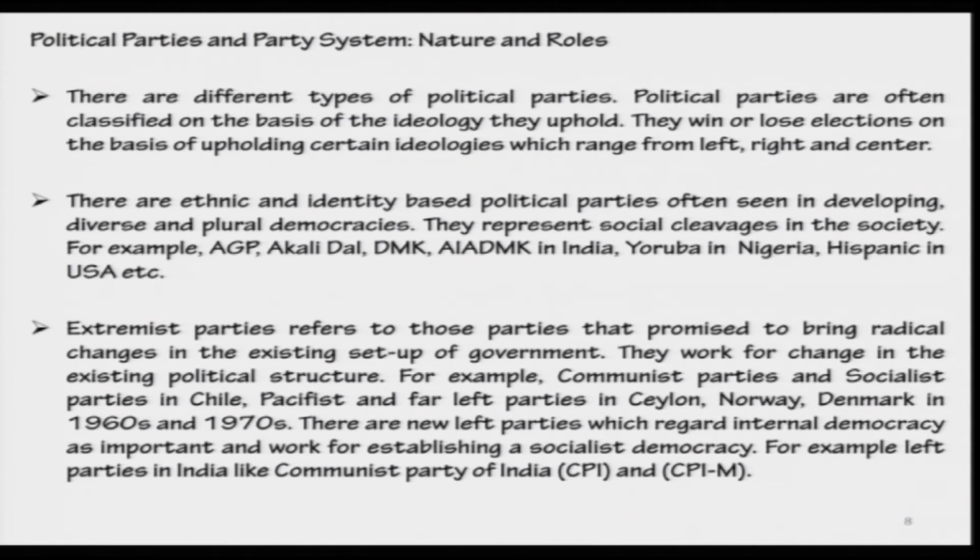Besides them, there are also extremist parties, which refers to those parties which try to bring about radical transformation and changes in the existing political system or political structure. Now, these extremist parties are largely represented by communist parties and the socialist parties in Chile. There are also pacifists and far left parties in Ceylon, Norway, Denmark in 1960s and 1970s, where these parties did not aspire only to capture the power, but capturing the state power was to bring about radical transformation in the existing structure of polity and economy.